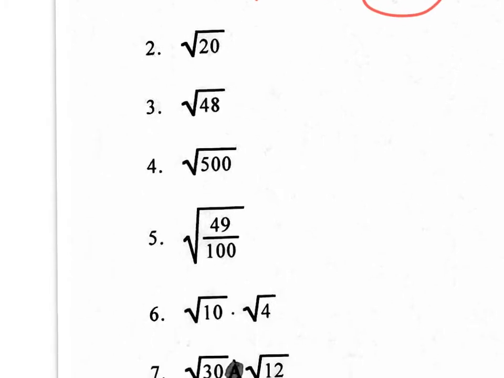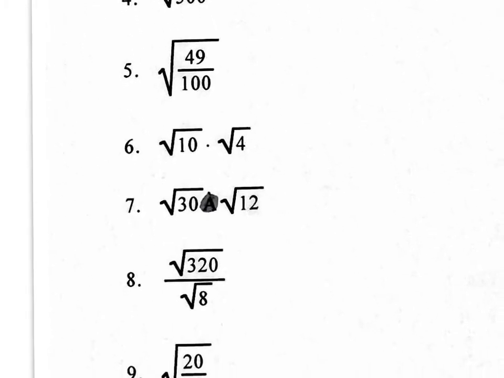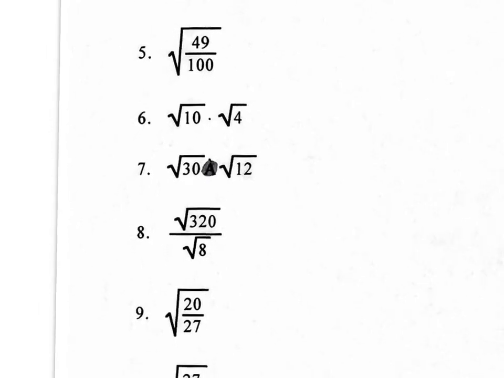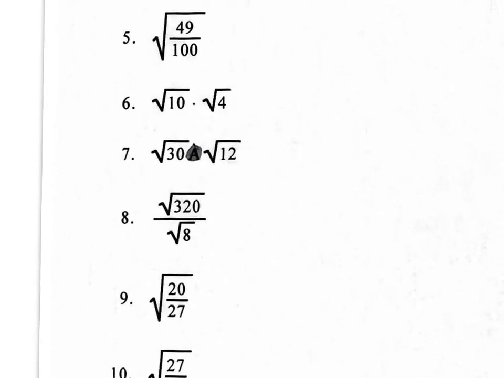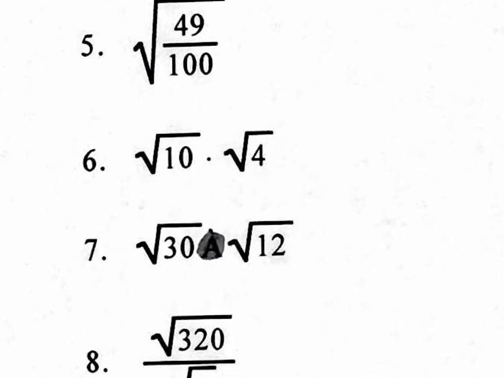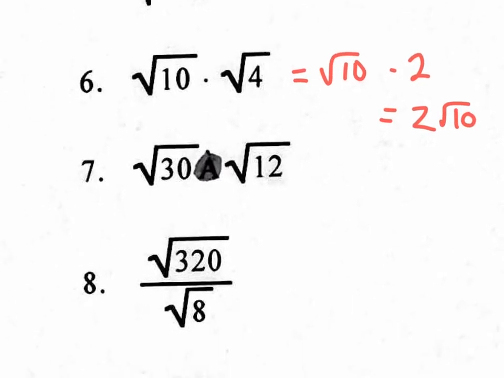We might want to jump to number 5's easy. Let's see. Number 6. 6 is easy, right? Now, could we break down the square root of 10? No. Could we break down the square root of 4? Yeah, right? So what do we get? We end up with the square root of 10 times 2. And could we actually multiply a radical with the number? Yeah, it's like saying x times 2. So what's your answer going to be? 2 square root of 10. You just put it in order and you're done. Okay, let's keep going.